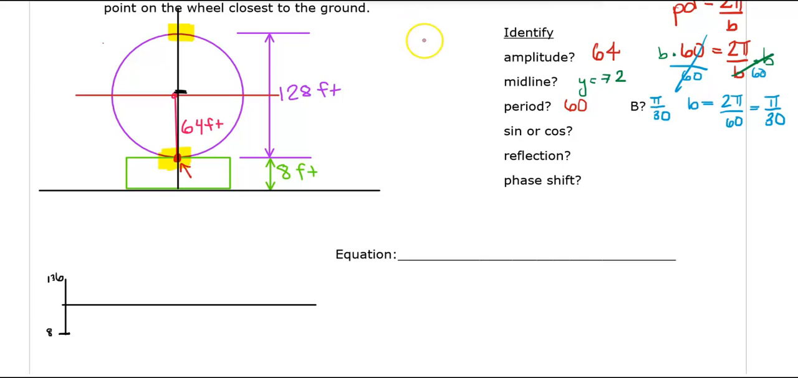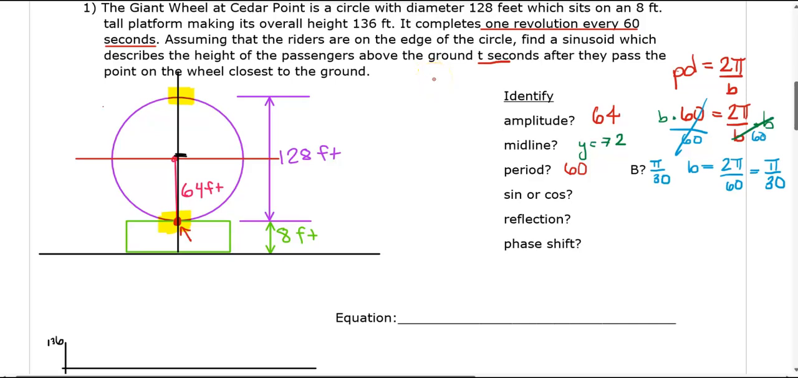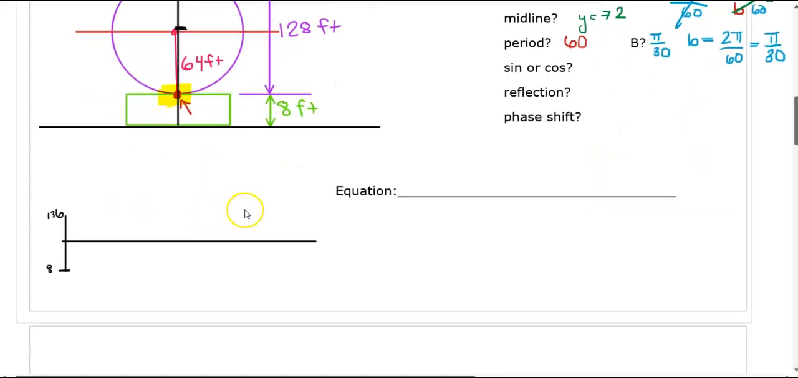And then I have to consider what it says right here. It describes the height of the passengers above the ground t seconds after they pass the point on the wheel closest to the ground. So as they pass the point on the wheel closest to the ground, this little spot highlighted at the bottom of my circle, that's the starting point. Then we want to figure out the height of the passenger as we go around the circle. You see it's going to go up to a maximum and then come back down to this spot right here. Okay, so let's draw that.